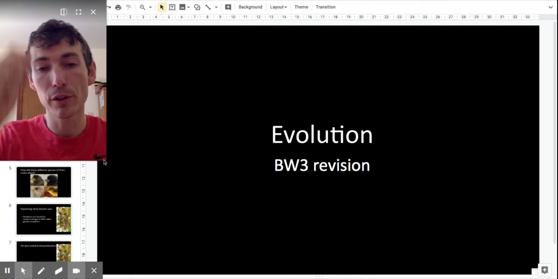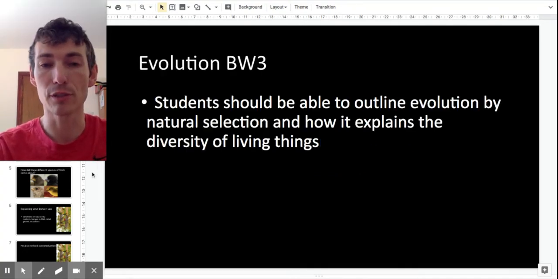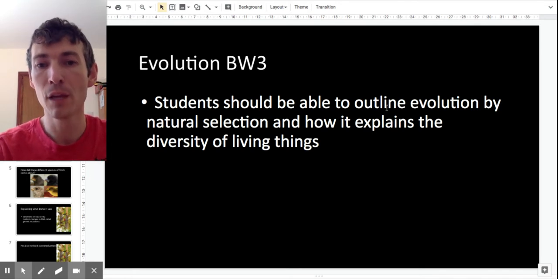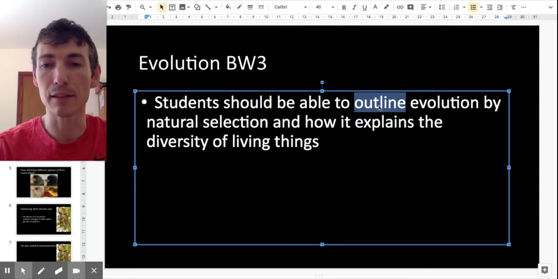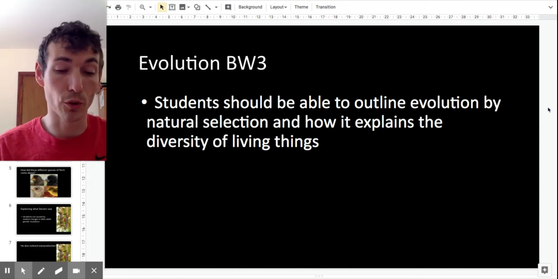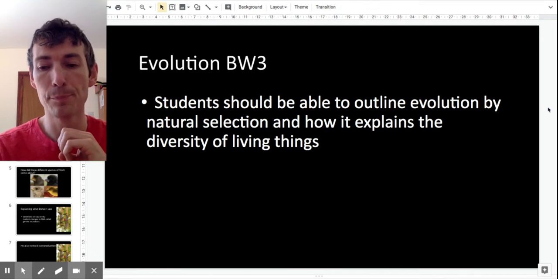Okay, so today we're going to be doing a revision of evolution by natural selection. This is our learning outcome, what you should be able to do. You need to be able to outline evolution by natural selection. Now, outline means make a summary of. So I'm going to go over it in a broad, larger sense, and then at the end of this, we're going to pin it down to that basic summary that you need to know.